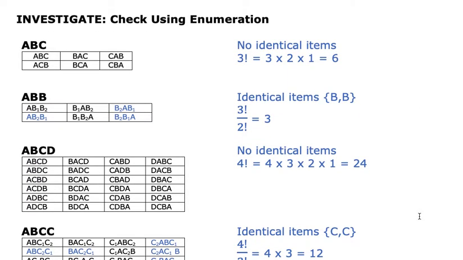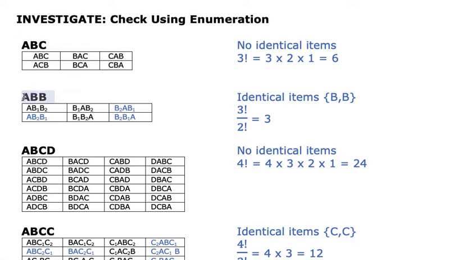So that is how we use this formula. But let's investigate using enumeration to check to see why this is true. So enumeration is where we list each and every single possible outcome. For A, B, C, we could say that this is 3 factorial or 6 different outcomes. Using enumeration, we'll look at each and every single rearrangement, and there you have it.